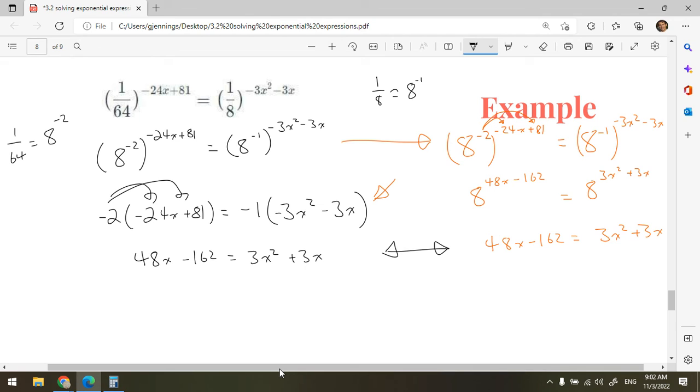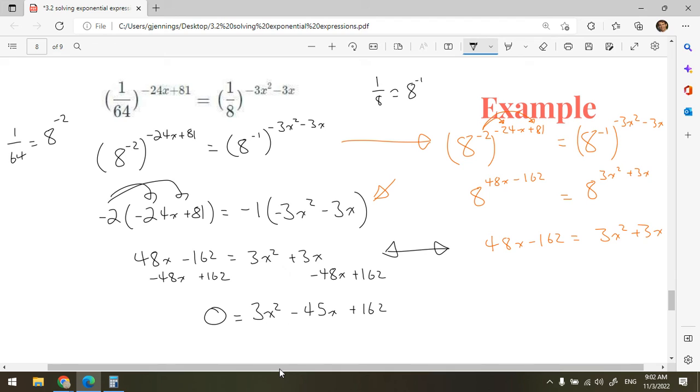Ty? 48x to the other side? Yeah, I like moving the 48x to the other side. Let's take everything to one side, everyone. Okay, so minus 48. Oops, that's the wrong place. Doesn't matter, but put it in the right place. So minus 48x plus 162, so that I get a quadratic that's equal to 0. 0 equals 3x squared. 3 minus 48 is minus 45x. And 162 is just 162.